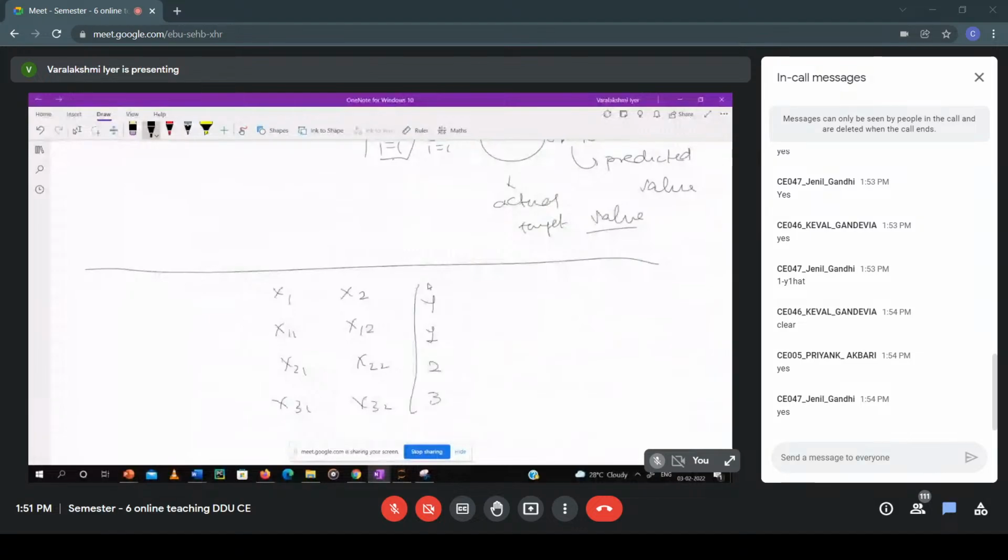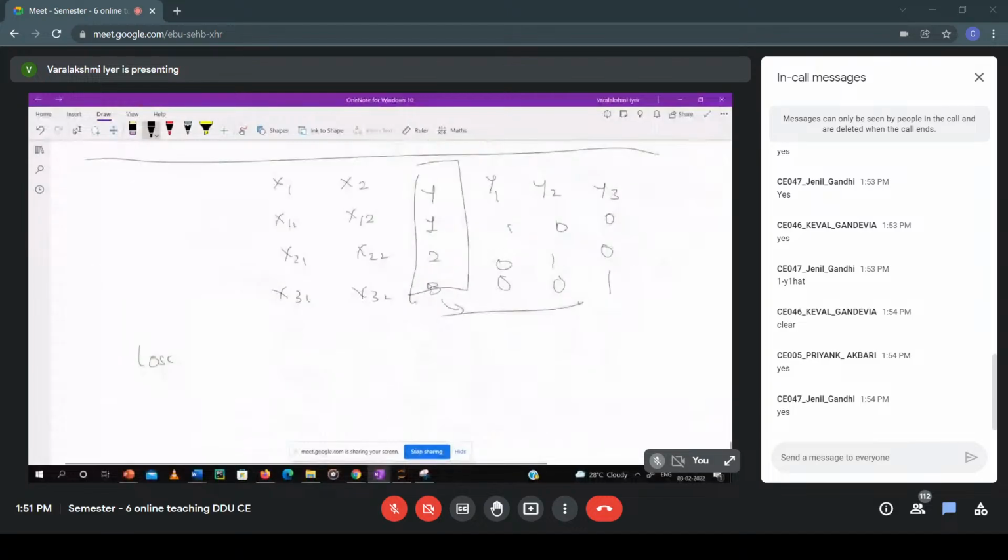Then, since we have three classes, we'll be converting it to one hot encoding. So it will be y1, y2, y3: 1, 0, 0, 0, 1, 0, 0, 0, 1, something like this. So your loss function will be, for example, if you're calculating for only the first row, then if you apply this, the sum over i equals 1 to m will be eliminated at this point because I'm considering only the first row.